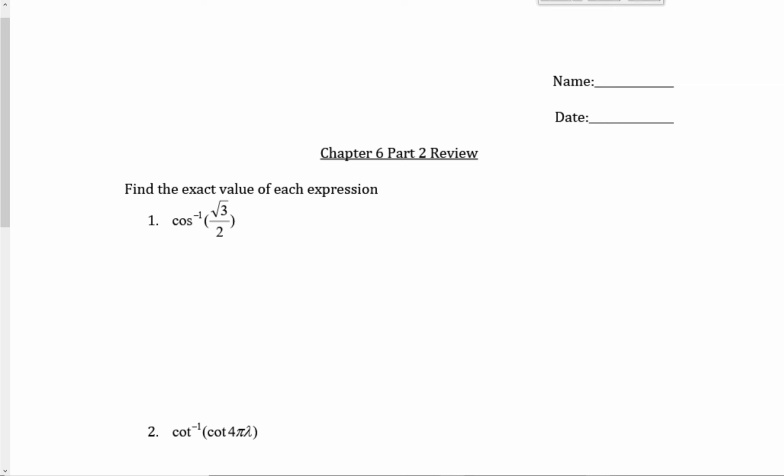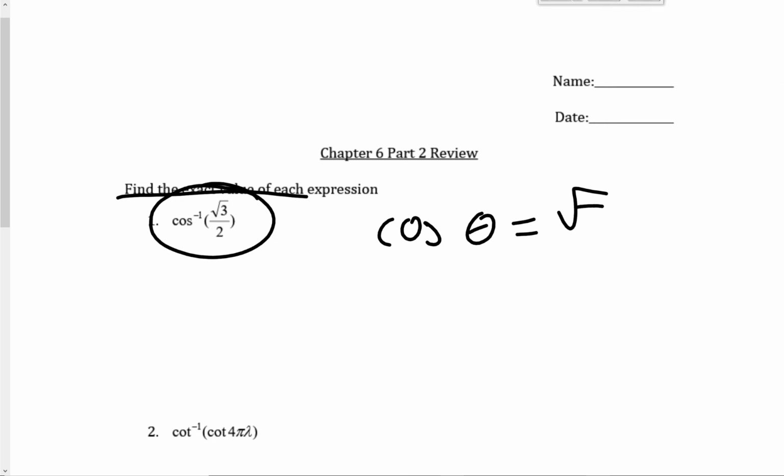Chapter 6, Part 2 review. So this first part, we're evaluating the expression. That means I'm not using a calculator. So I'm trying to figure out what cosine of what angle produces root 3 over 2.